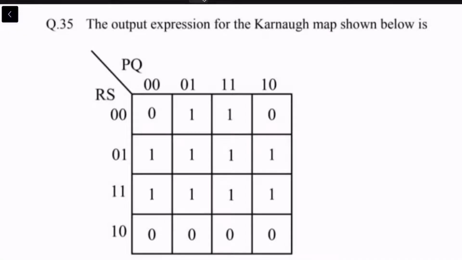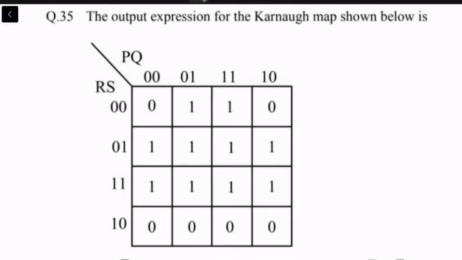So this is a 4-variable K-map with the variables being PQ and RS respectively, and the values of PQ, given in gray code, are on the top edge of the K-map and the values for RS are on the left edge.